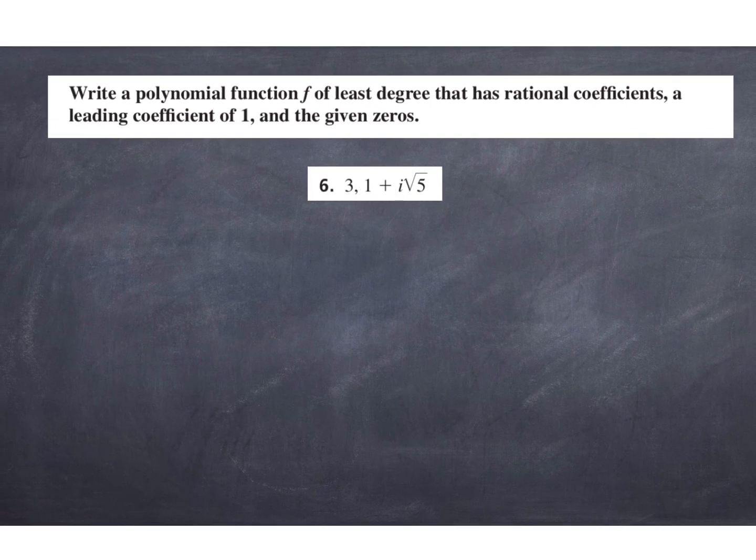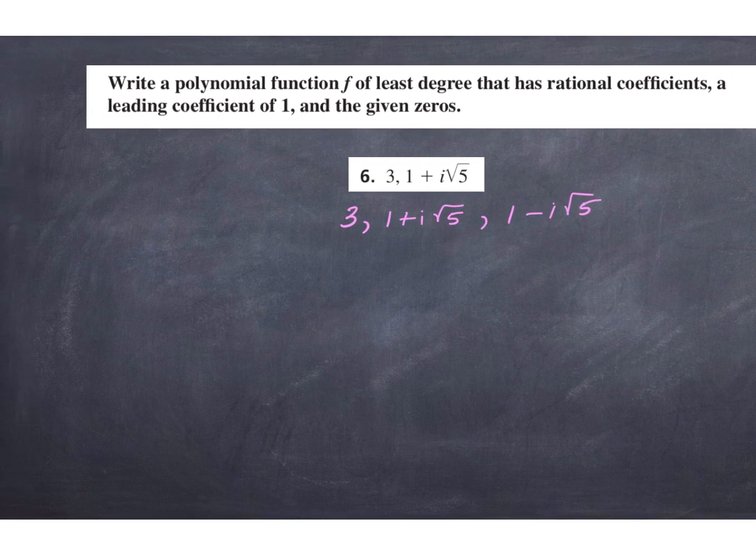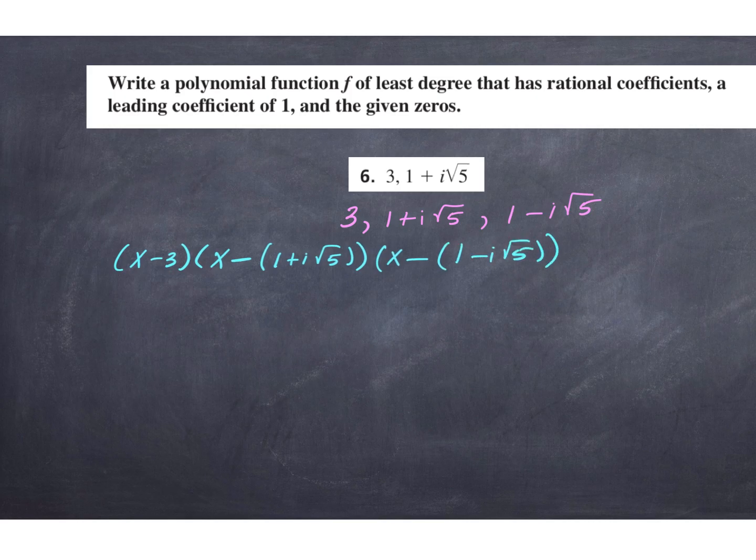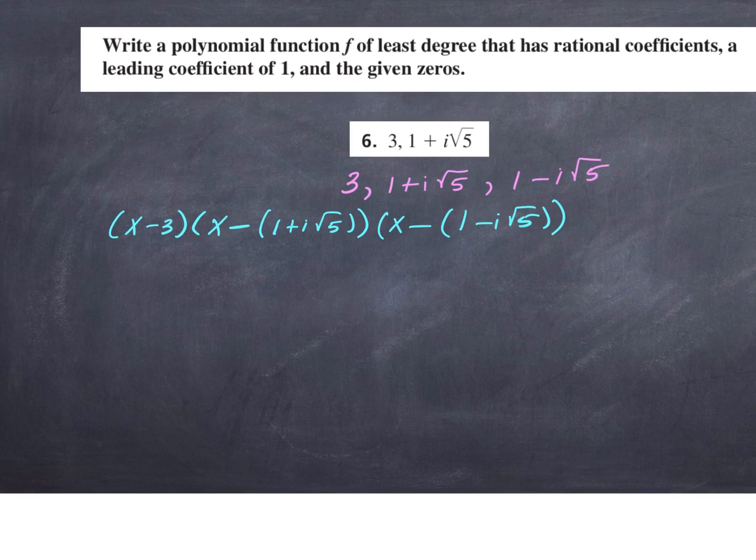All right, this one, we've got the 3, and then we've got 1 plus i root 5 and 1 minus i root 5. So we've got x minus 3, and then x minus 1 plus i root 5, and then x minus 1 minus i root 5. All right, got a lot going on here, so I'm going to distribute the negative. So we have x minus 1 minus i root 5, x minus 1 plus i root 5.